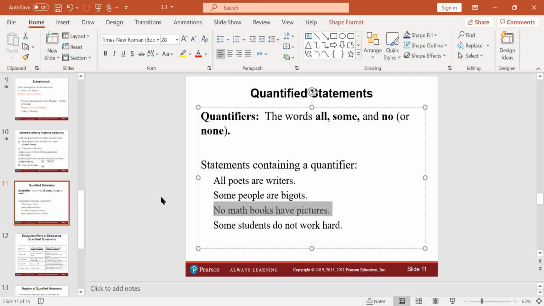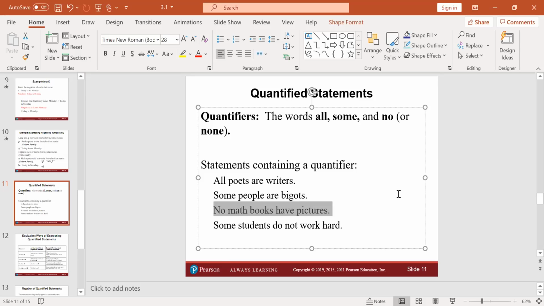What it also means is that if I pick up a book and I can see that the book has pictures in it, that means that book must not be what? A math book, exactly. If I pick up a book that has pictures, and if this statement is true, and I know it has pictures in it, that can't be a math book. It can't possibly be a math book.